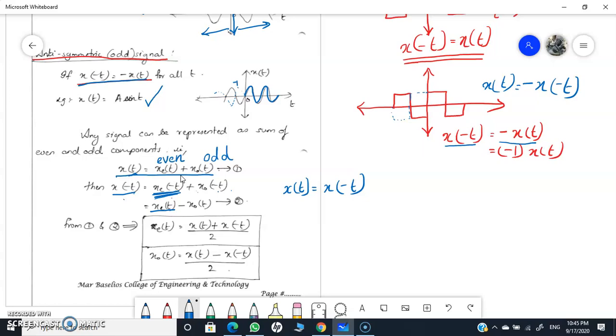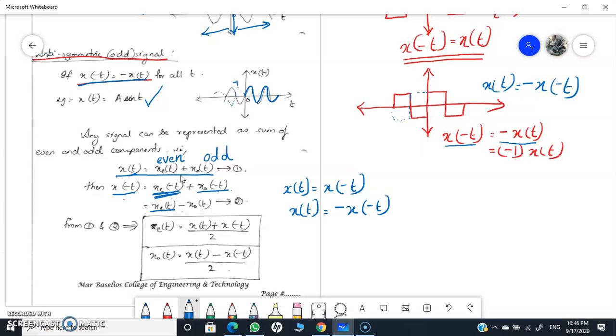Now you have xo of minus t, the odd component of x of t. That should obey the odd property, that is x of t is equal to minus of x of minus t, or x of minus t is equal to minus of x of t. That means xo of minus t is equal to minus of xo of t. So xe of minus t is xe of t and xo of minus t is minus xo of t. So I can write x of minus t is equal to xe of t minus xo of t.